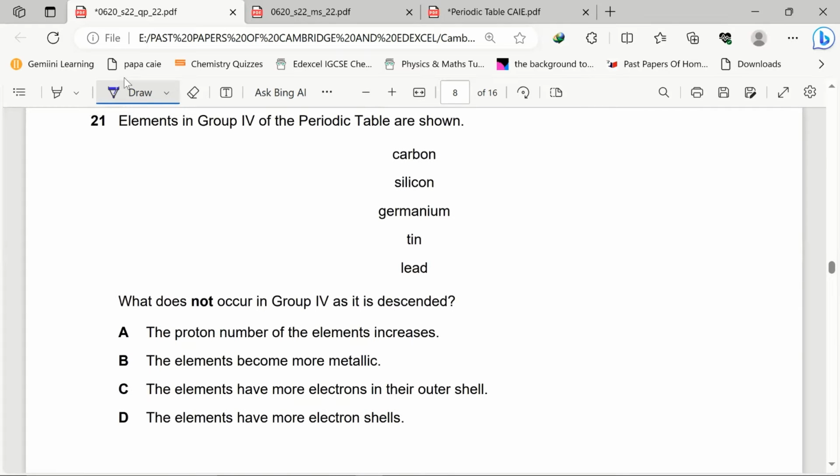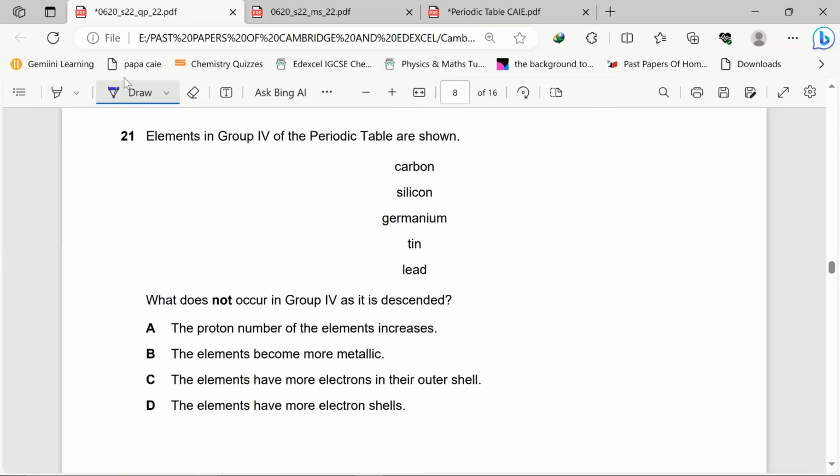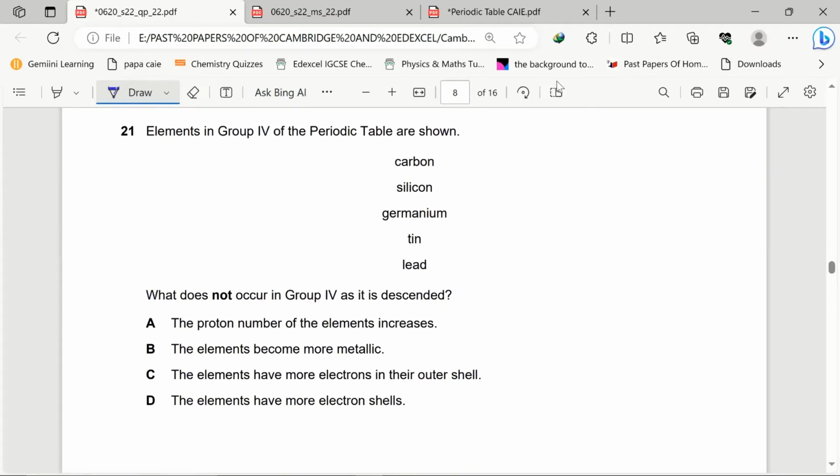Elements in group 4 of the periodic table are shown. What does not occur in group 4 as it is descended? So the proton number of elements increases as it is descended. Descended means from carbon to lead. The proton number of elements increases. This is true, so A is not the correct answer because they're asking for not.